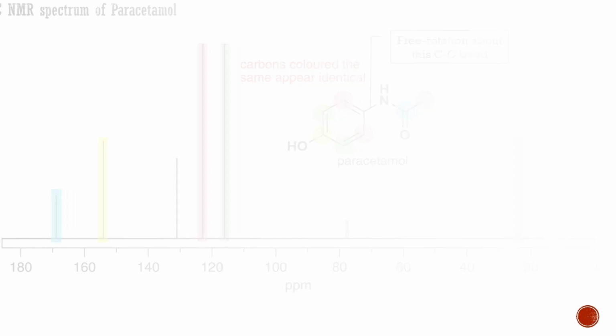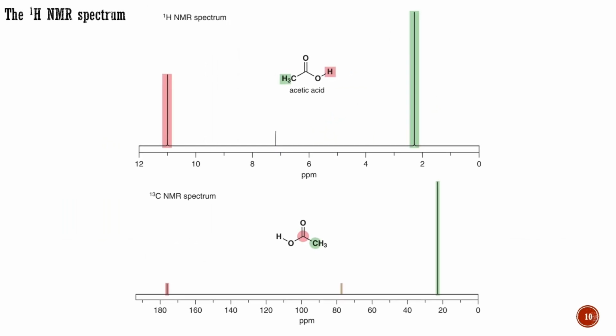Proton NMR spectra are recorded in the same way as carbon NMR spectra. Radio waves are used to study the energy level differences of nuclei, but this time they are hydrogen-1 and not carbon-13 nuclei. Like carbon-13, hydrogen-1 nuclei have a nuclear spin of 1/2, and so have 2 energy levels. They can be aligned either with or against the applied magnetic field. Here, as an example, is the proton NMR spectrum of acetic acid.